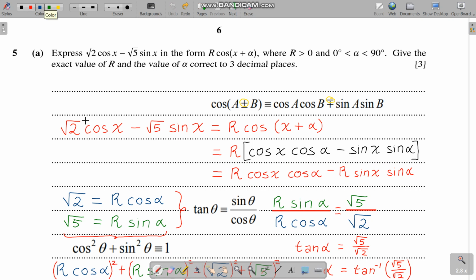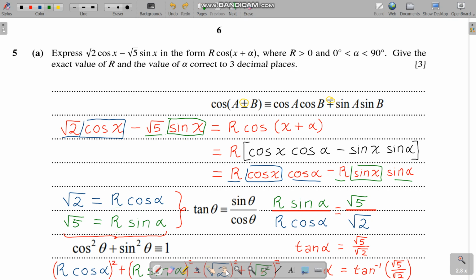So on the left, for the variable cos x, the coefficient on the left is root 2, and on the right we have r cos. That's why we have root 2 equals r cos. And for the variable sine x, on the left we have minus root 5, on the right we have r sine. Hold on, let's use green. So on the left we have root 5, and on the right we have r sine. That's why we have root 5 equals r sine.